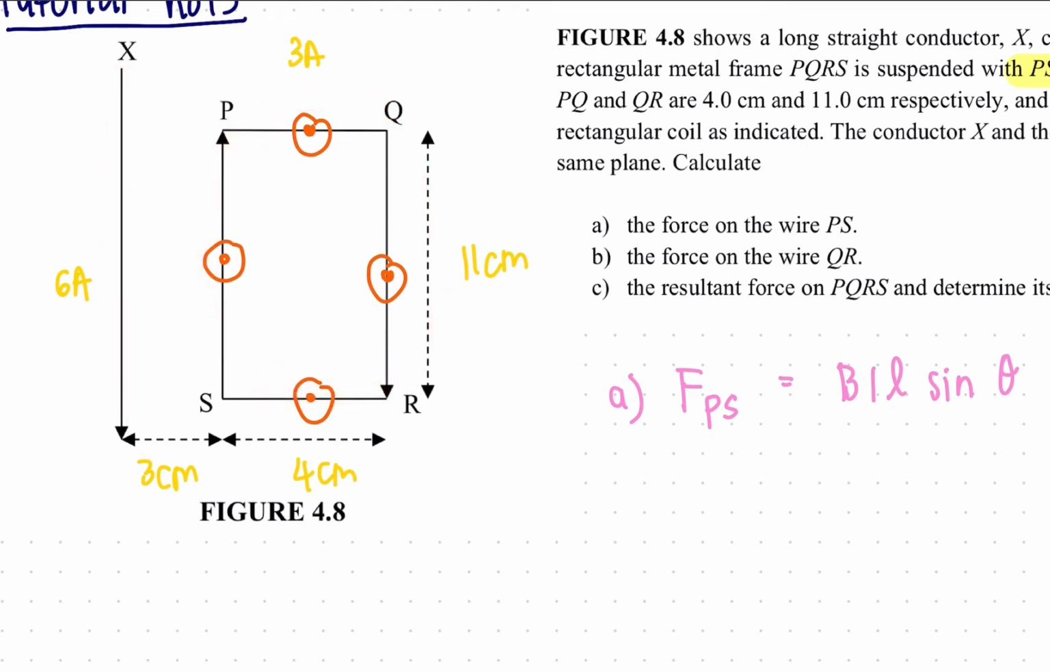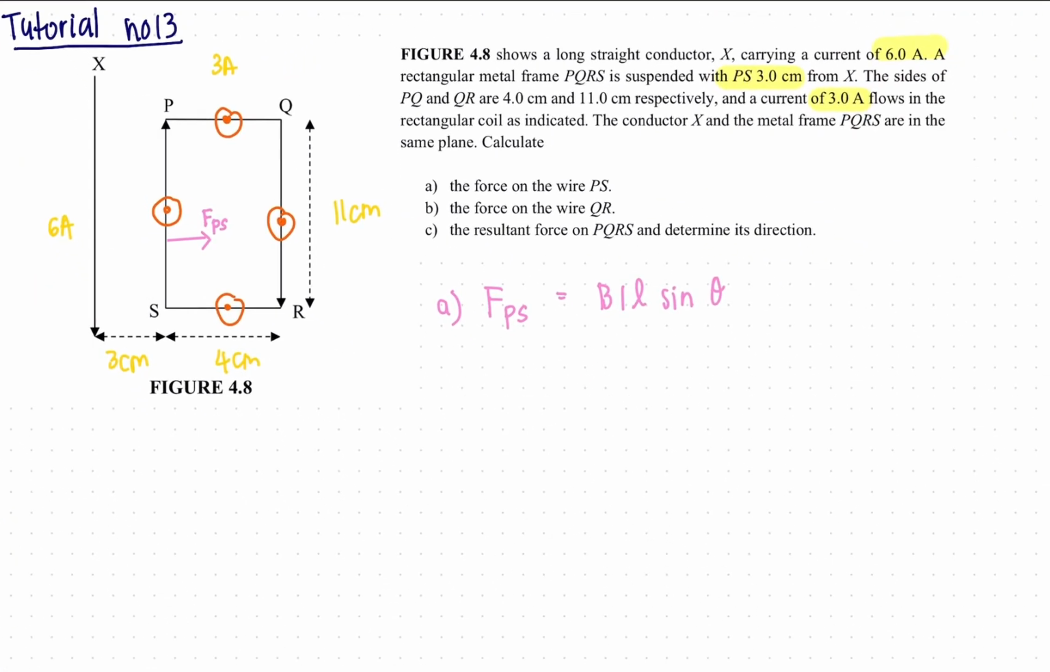Okay, so next, determine the directions of force on P and S. So we use the right hand palm rule. Your fingers will follow the direction of I, which is upwards. Then your palm will be facing out of the page. Then we will see your thumb is directed to the right. So here will be FPS. Okay, so from there we have got the direction.